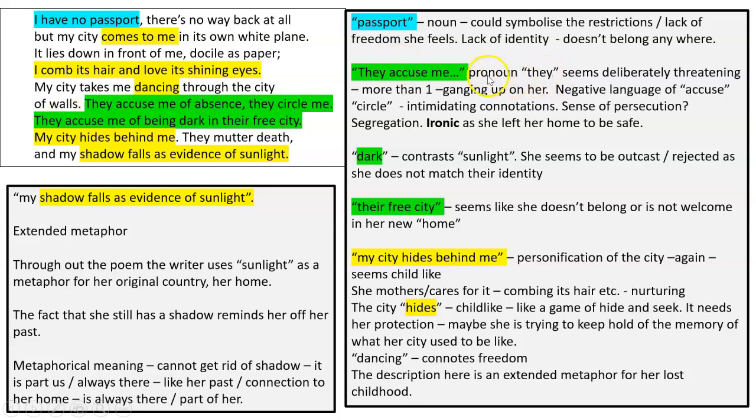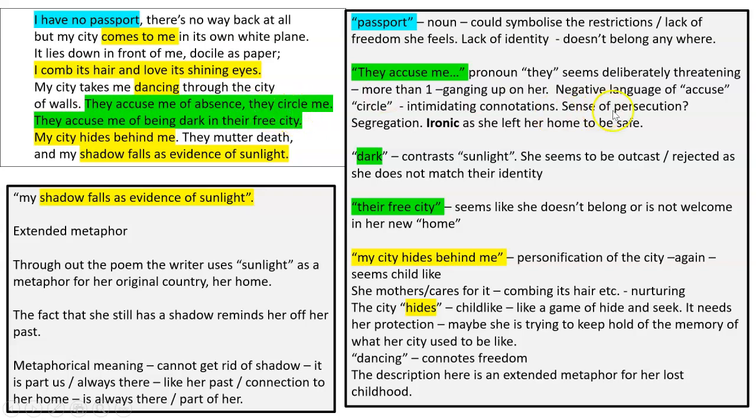And the pronoun they being repeated here is deliberately creating this threatening tone, as if people are ganging up on her. And this gives us the sense that in this new country, maybe she doesn't feel very welcome. It's almost like she's being intimidated. She says they circle her and they accuse her. Accuse is repeated as well. So the verbs are really strong.